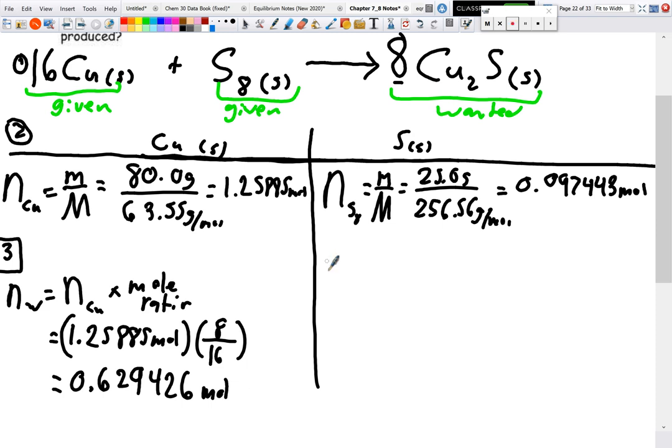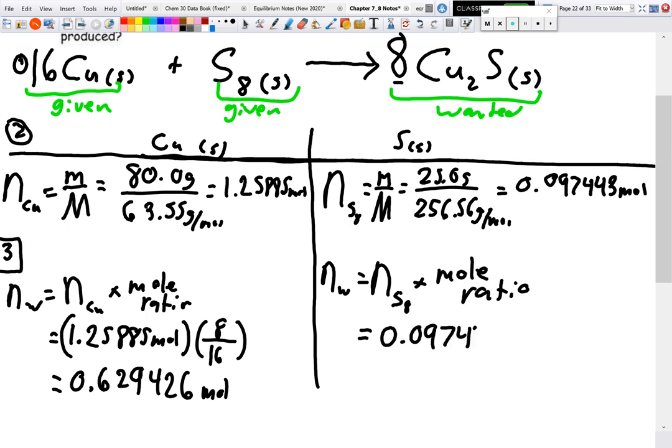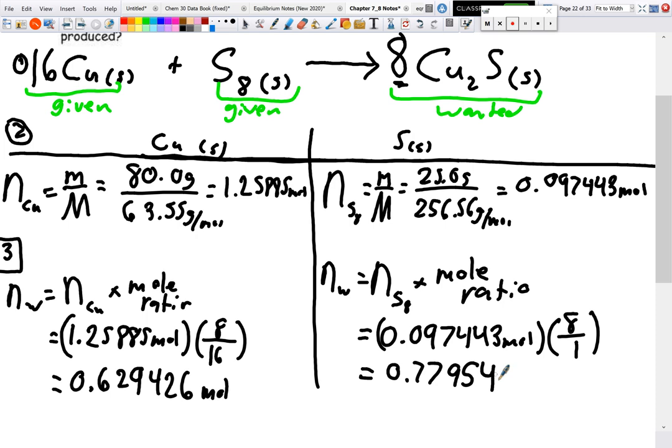Now we're going to do the exact same thing for our sulfur. So in this case right here, number of moles of our wanted is just equal to number of moles of our sulfur times our mole ratio. So that is 0.0974443 mole times our mole ratio, so wanted 8, over given, this time because it's sulfur, the coefficient in front of sulfur is 1. So when we do this, it's 0.77954448 mole.